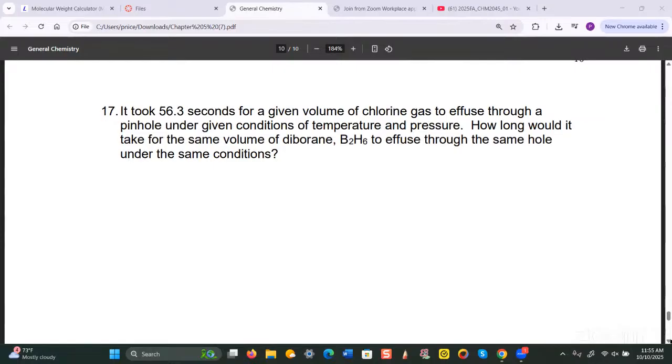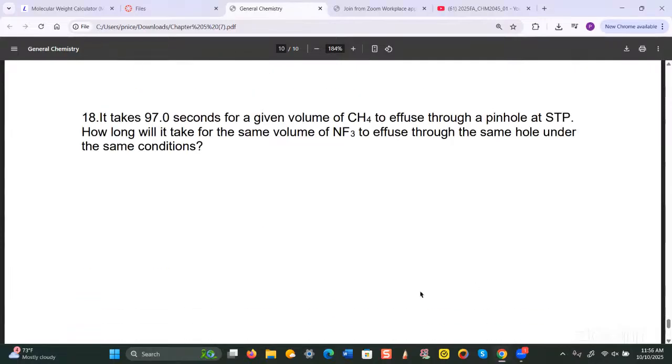And I think we have one more question. Number 80. Let's hear what you have to say about this one. In this case, they gave you the time of effusion of CH4, which is known as methane. They gave you the time of effusion for methane at STP conditions. And then it says, how long will it take for the same volume of this gas to effuse through the same hole under the same conditions? So let's hear what you have to say about this one.